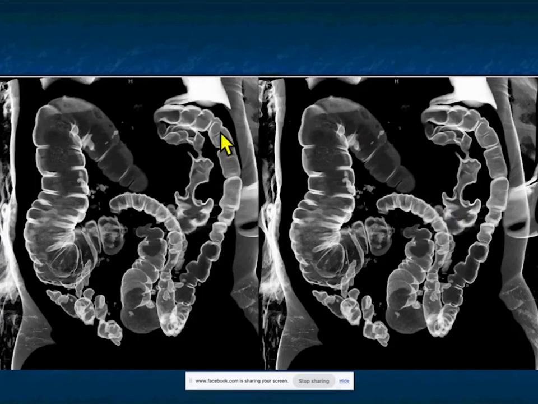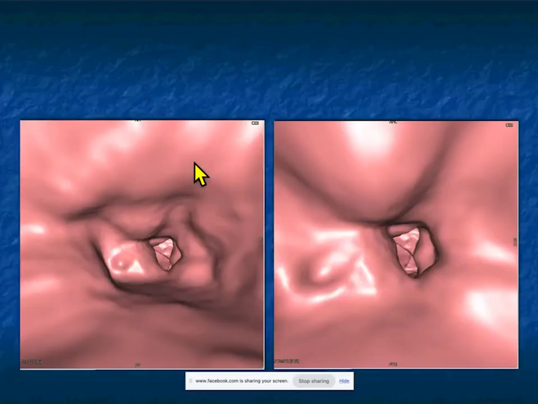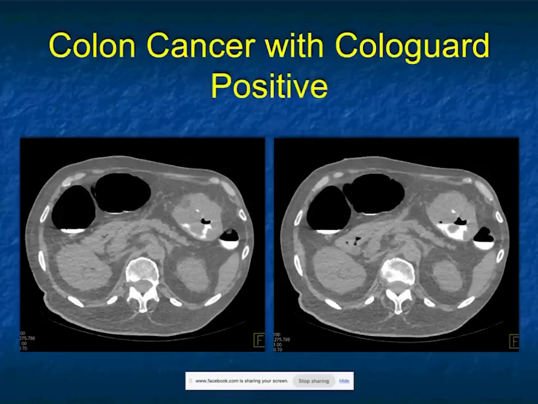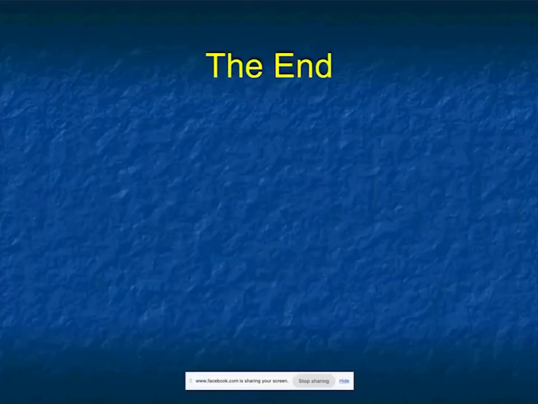You can see it's an apple core lesion when you do the virtual colonoscopy with 3D reconstructions. There it is with an endoluminal view. You can see the infiltrating mass and the narrow lumen. So this was an adenocarcinoma of the colon. Unfortunately, it was a large tumor, but this was eventually resected. The good news, the patient had no mets at time of diagnosis.